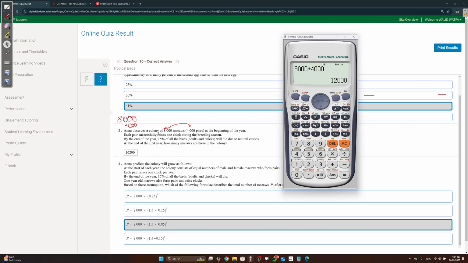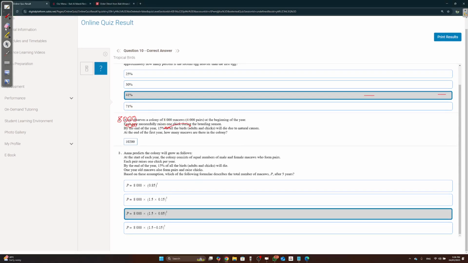But they said 15% at the end die. So you take 0.15 times the answer, and you do 12,000 minus that. Why 12,000? Because I did 8,000 plus 4,000. Let me do this in a way where you can properly understand. 8,000 plus 4,000, minus the 15% that died, you get 10,200.